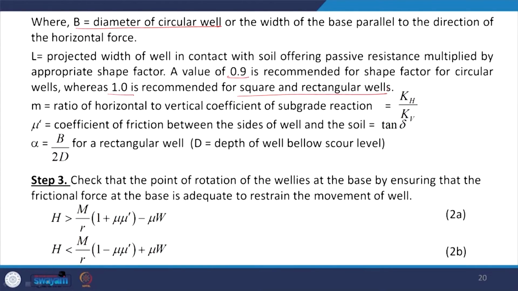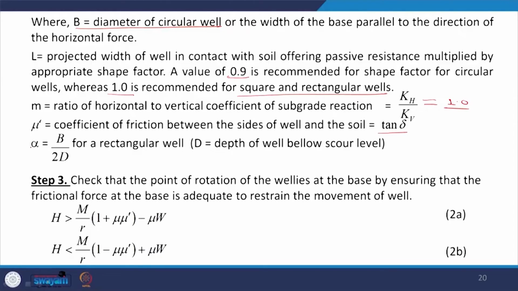Then m is the ratio of horizontal to vertical coefficients of subgrade reaction, that is KH and KV. Normally, if you assume isotropic soil, KH and KV are both the same, so this factor will be 1. Then mu prime is the coefficient of friction between the sides of the well and the soil, and this mu prime can be obtained as tan delta. What is delta here? Delta is the friction angle between the side soil and the well. So, once delta is known, mu prime can be known.